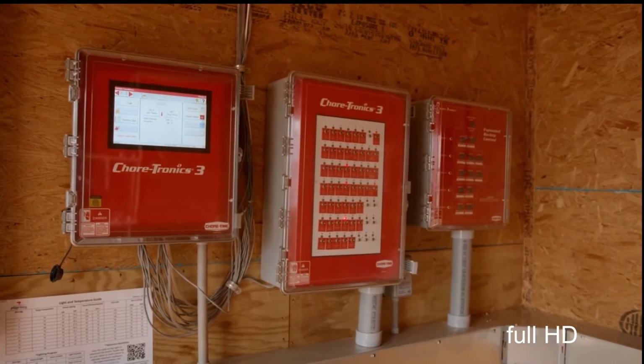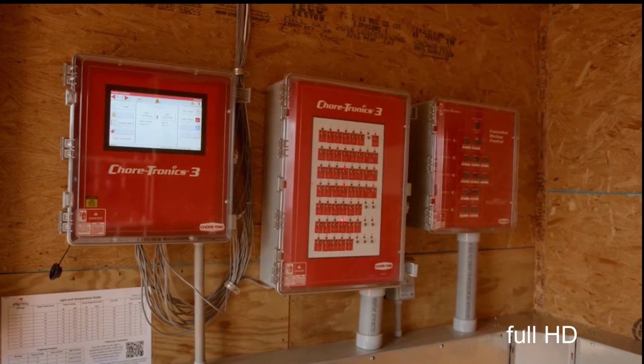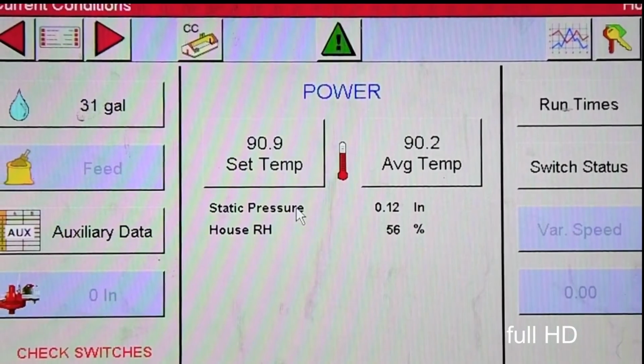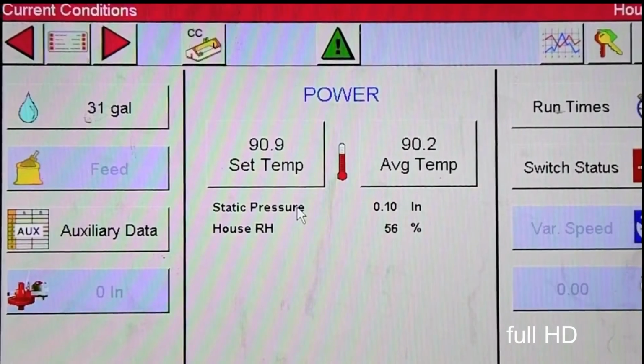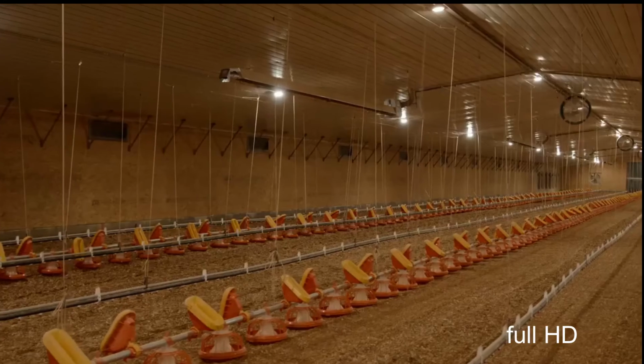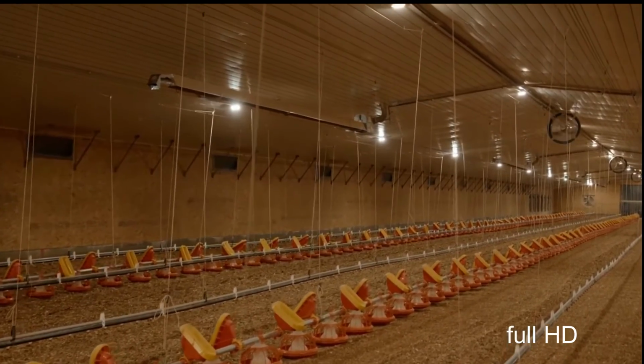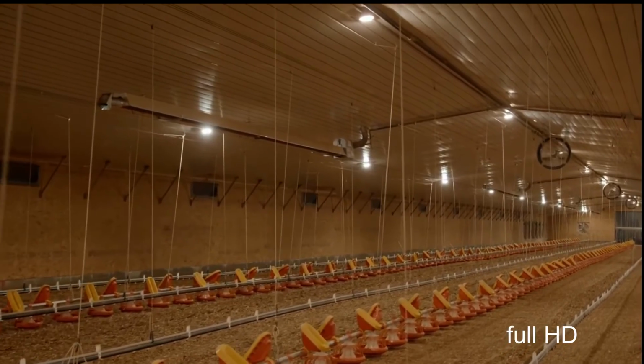Now, how do we know how much fresh air to bring in? Again, we have to control air quality and temperature. When it comes to controlling air quality, the primary thing we're trying to control is humidity. We want to keep the humidity generally between 40 and 60%. So what we try to do is run those fans enough to control that humidity so we're not going to have a lot of ammonia, wet litter, and bird health issues, but not so much as to use an excessive amount of fuel.